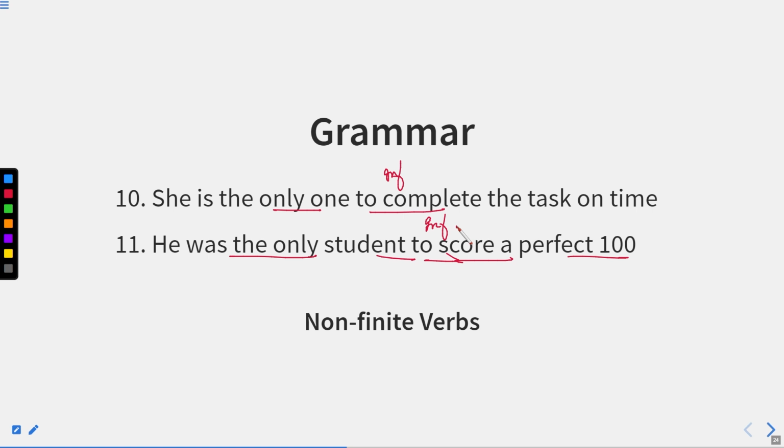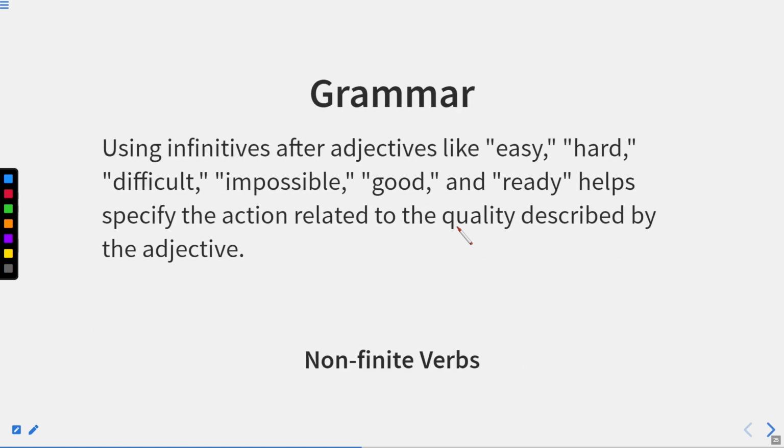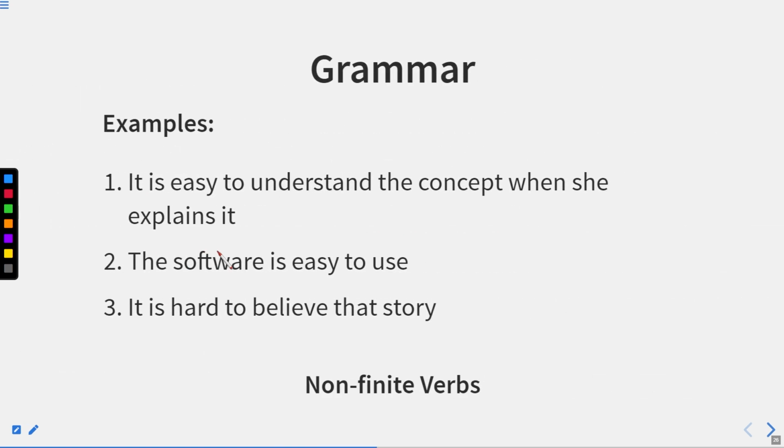Now let us move to the next one. Using infinitives after adjectives like easy, hard, difficult, impossible, good, ready helps specify the action related to the quality described by the adjective. For example, it is easy to understand. So here we have the word easy, and we can write to understand after it. The concept when she explains it.